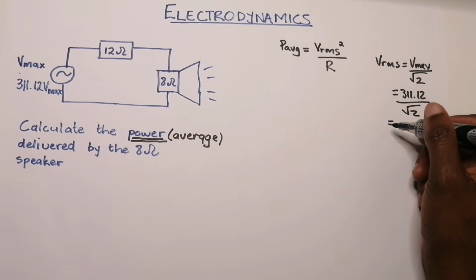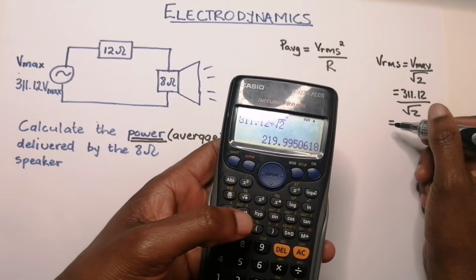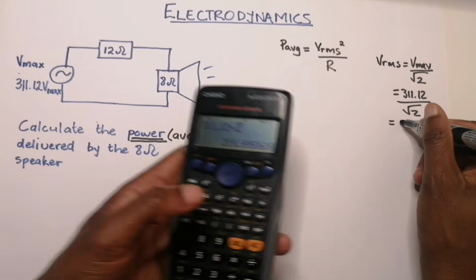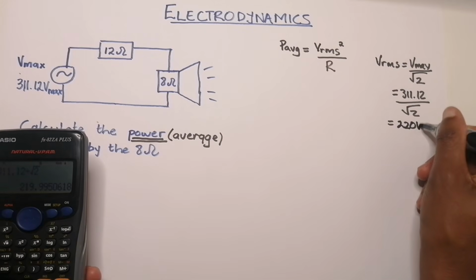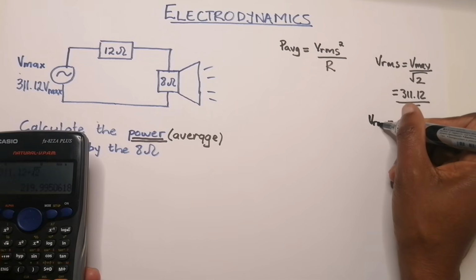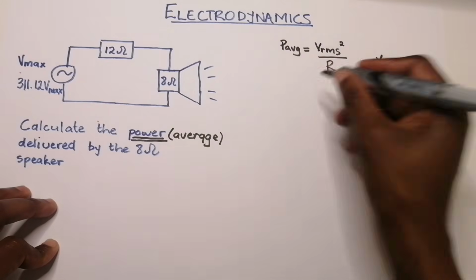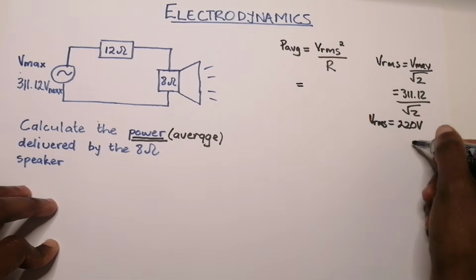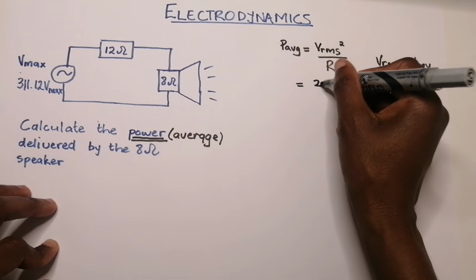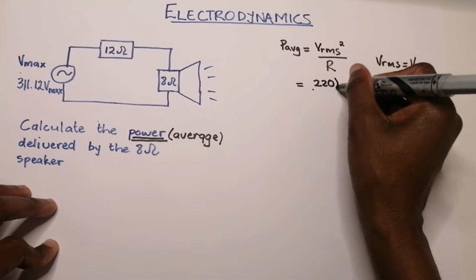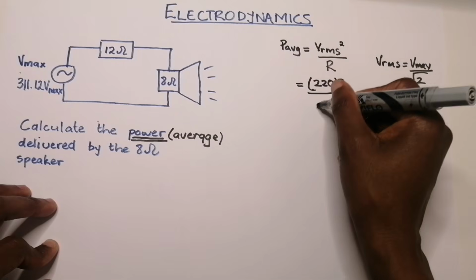In this case, that would be 311.12 divided by the square root of 2. And that will give me 219.99. So obviously, let me round that off to 220 volts. So it means that my RMS value for voltage would be 220. This is correct. And so most people would normally go and say, well, I've got my RMS value, which is 220, squared, divided by the resistance.